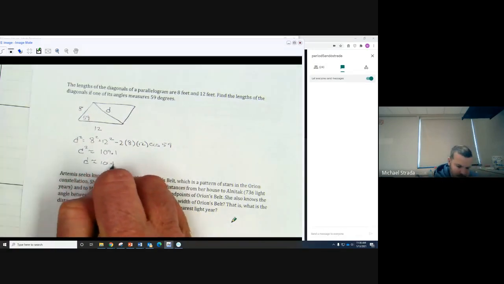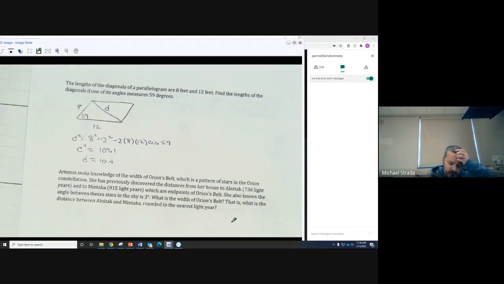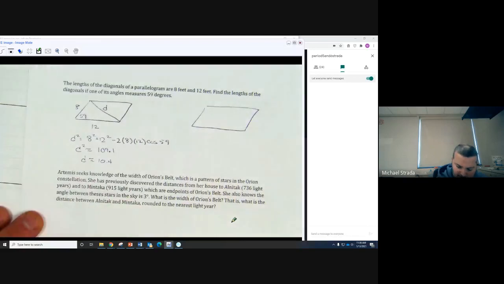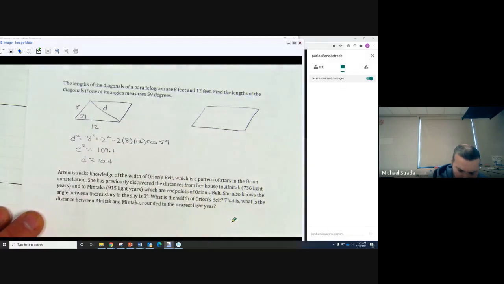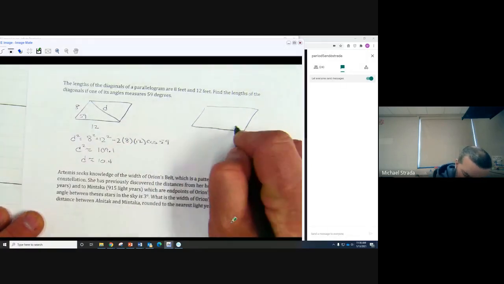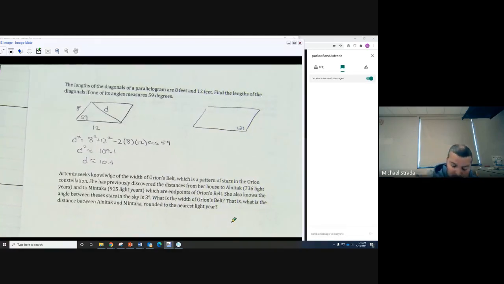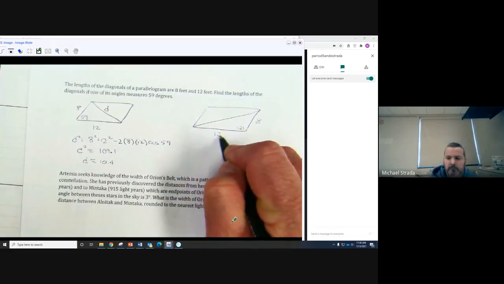All right. So we got a 10.4. Now, to get the other diagonal, you have to remember properties of parallelograms. All right. And what that is, consecutive angles are supplementary. So if this one is 59, that one would be 121. And then I need to get the length of that diagonal as well.